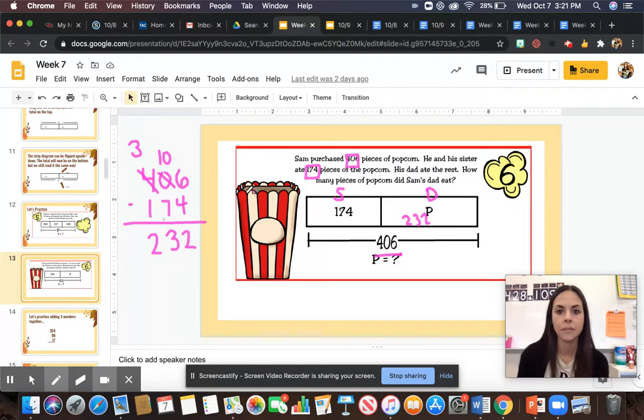So remember, when I add these two numbers together, 174 and 232, I should get 406. Okay, that's a really important and good way to check your answers, okay? All right.